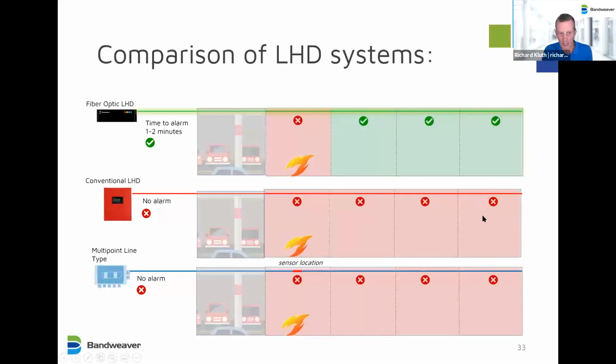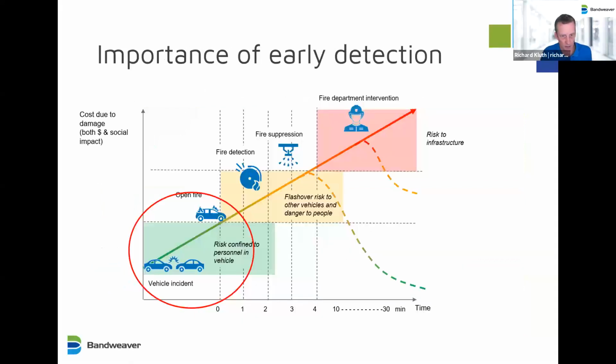So what we see is within this environment, the only system to trigger in the zones would be the fiber optic linear heat detection, which will trigger in zones 2, 3, and 4. The others will not. So it shows how it's a very robust technology, and how the early detection and the continuous measurement coverage means you can detect much more early and comprehensively than other systems.